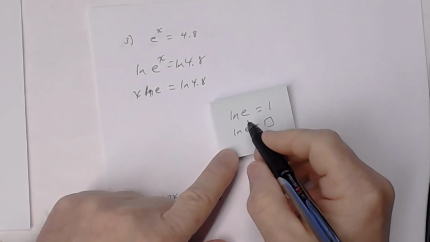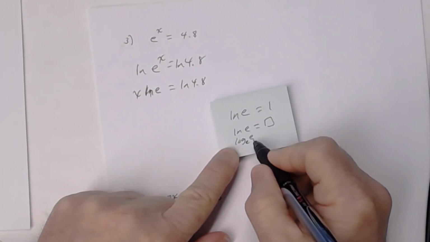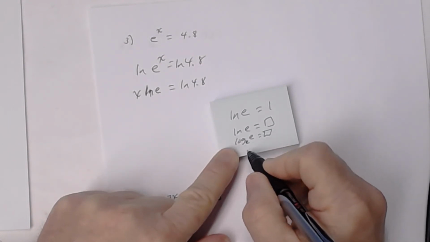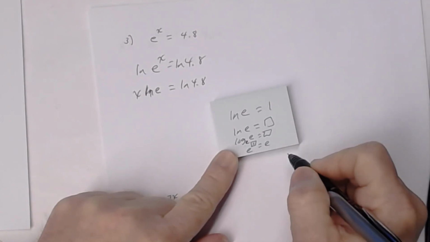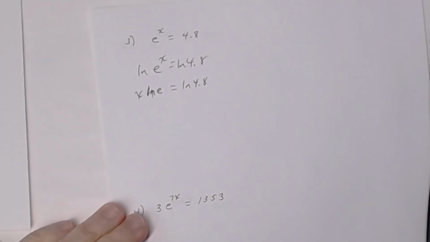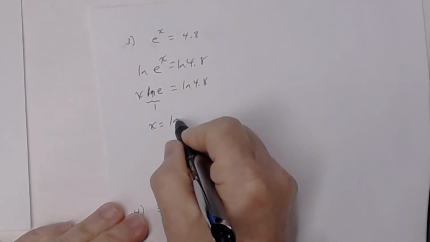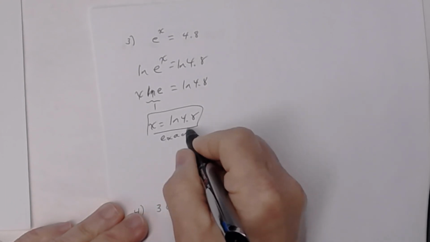So remember, ln means log base e, right? So log base e of e. And you change this to an exponential. So you said e to what power is e, right? So e to the first power. All right, so that's one of the things you learned. So the natural log of e is 1. x times 1 is x, and there you're done. There's your answer. Right here, there's the exact answer.